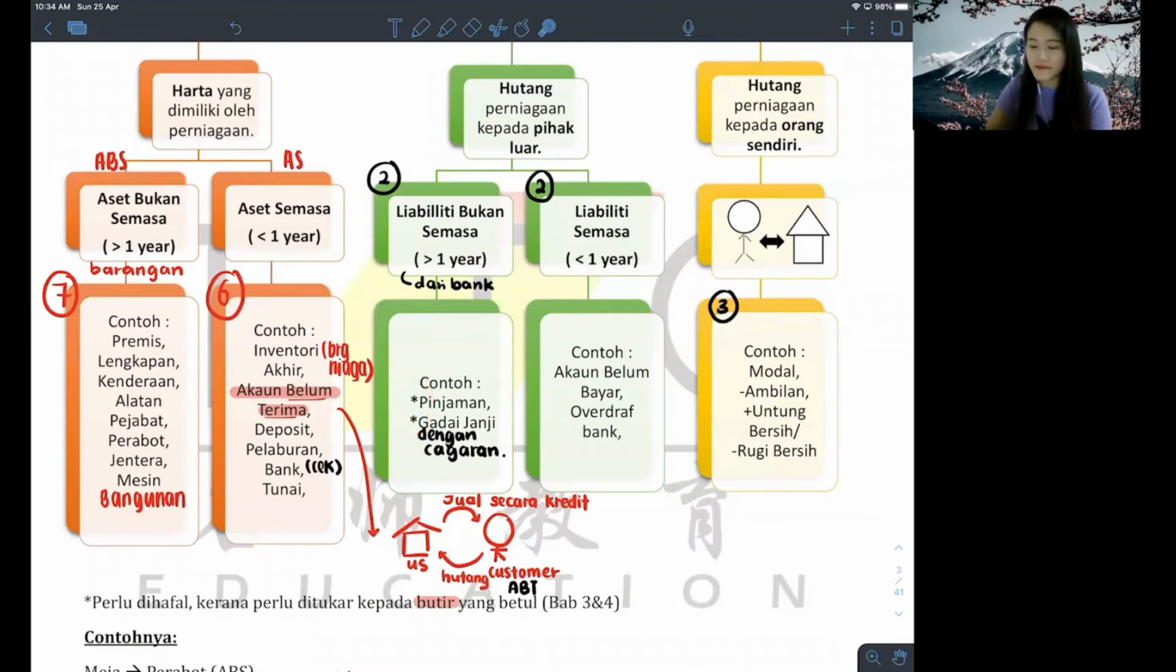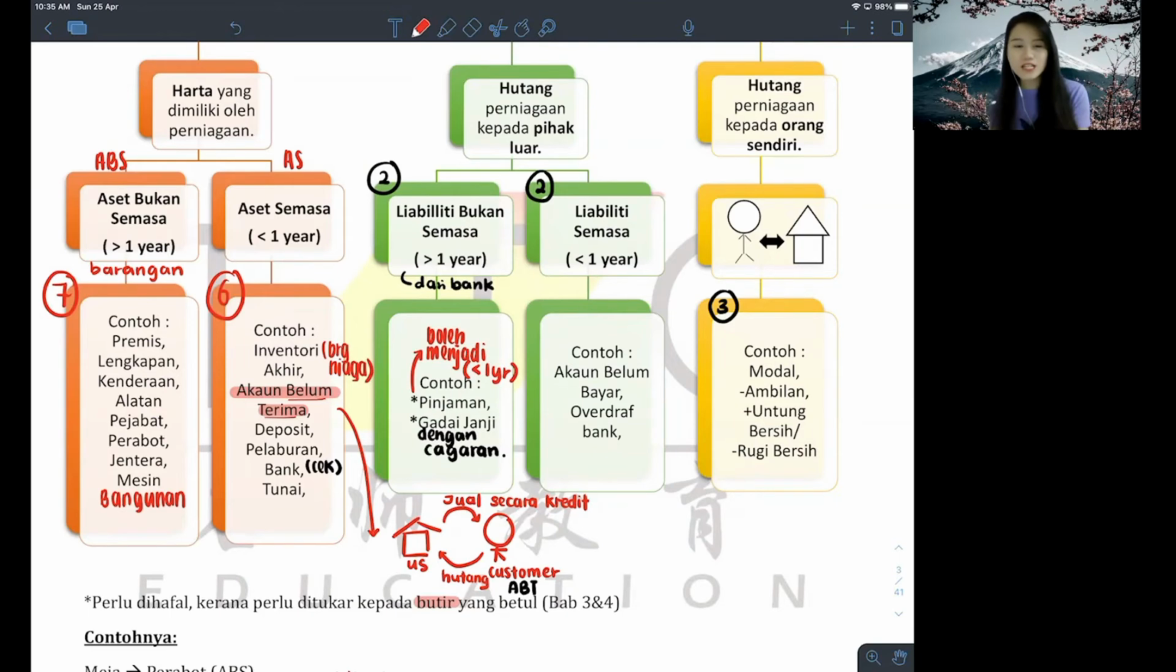So the star, right, means that it can become less than 1 year. Okay, so what is the meaning of less than 1 year? Yeah, means that if I want to borrow, that is a very small amount. Actually, pinjaman can also be paid back within 1 year time. So here I'm telling you guys that it should be under liability, bukan semasa.